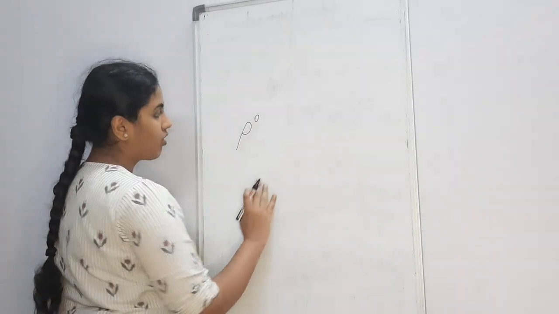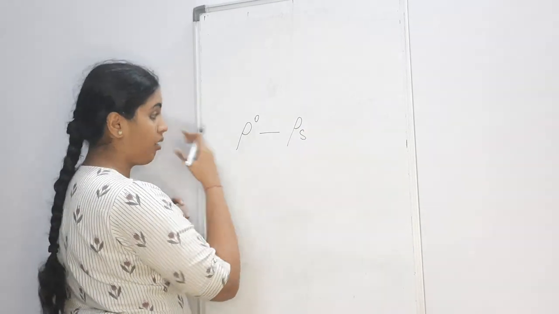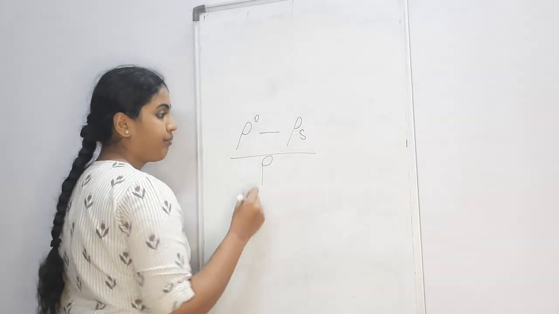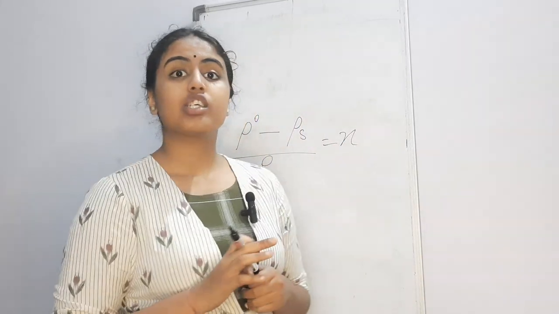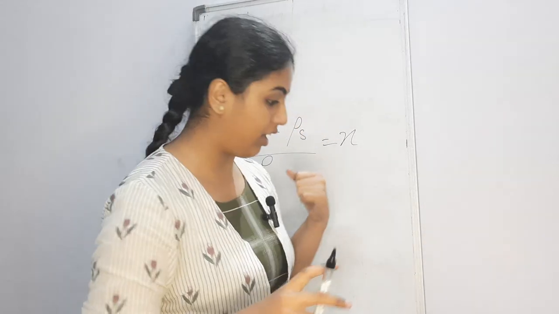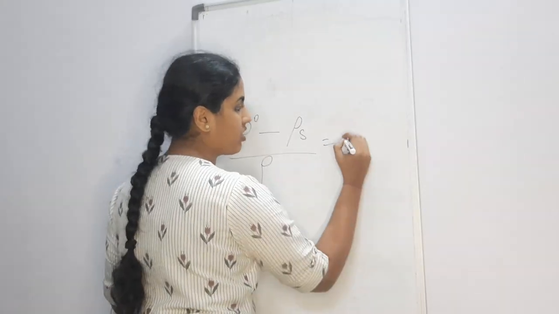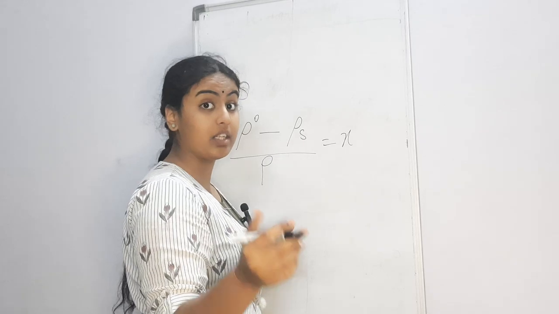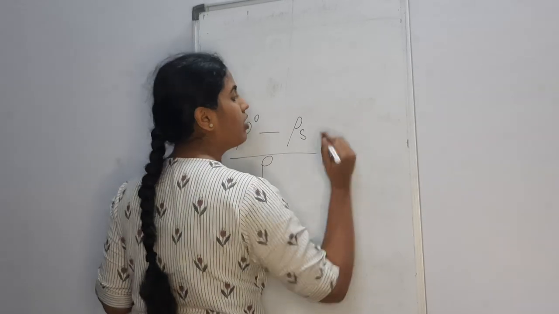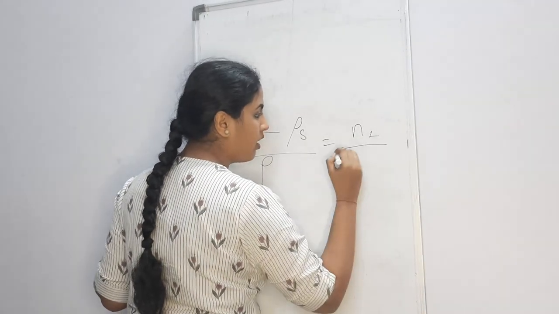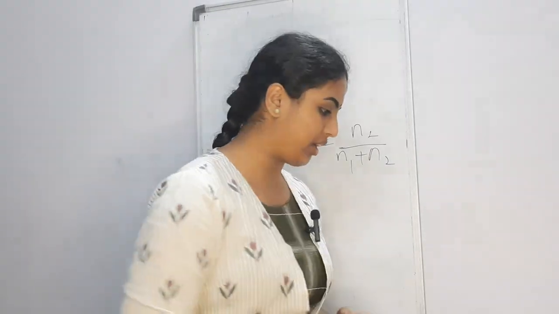P naught minus Ps, which is the pressure of the solute, upon P naught, equals the mole fraction. Okay, so that is the formula for relative lowering of vapor pressure. Or you can say, if you write it as mole fraction, and there is the second component, which is your solute, the mole fraction of the second can be written as N2 upon N1 plus N2. That is the basic formula for relative lowering of vapor pressure.